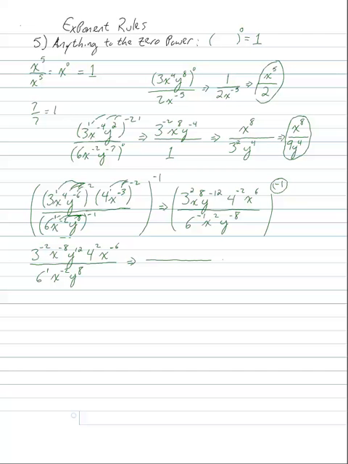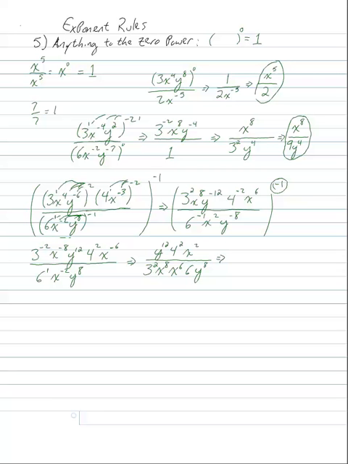Okay, so I'm going to flip all my negatives. In my numerator, my 3 is going to flip to the denominator and become 3 squared. My x is going to flip to the denominator, x to the 8. My y to the 12 is going to stay where it is. My 4 squared is going to stay where it is. x to the 6 is going to flip to the denominator. And in my denominator, 6 is going to stay where it is. x squared is going to flip to the top. And y to the 8 is going to stay where it is.